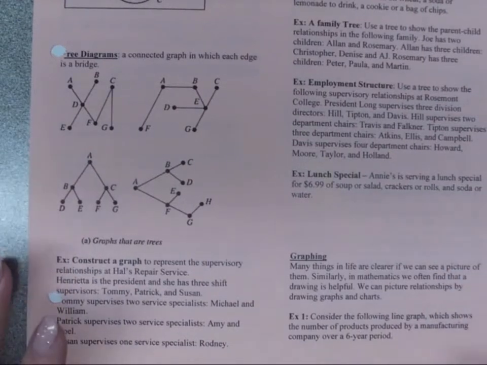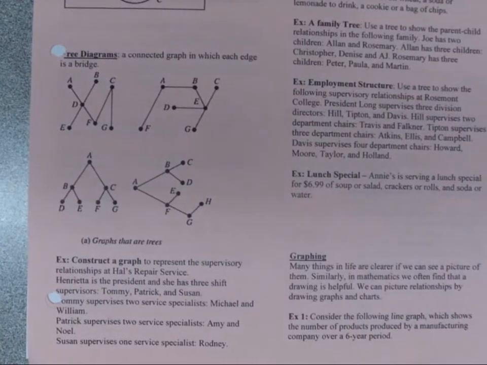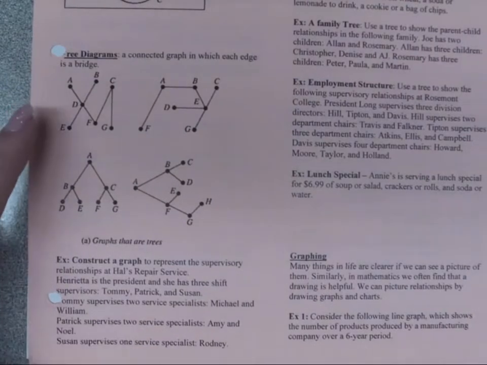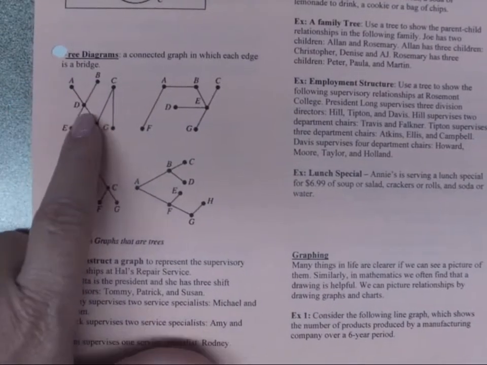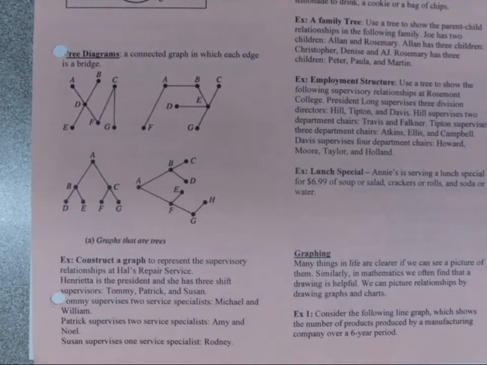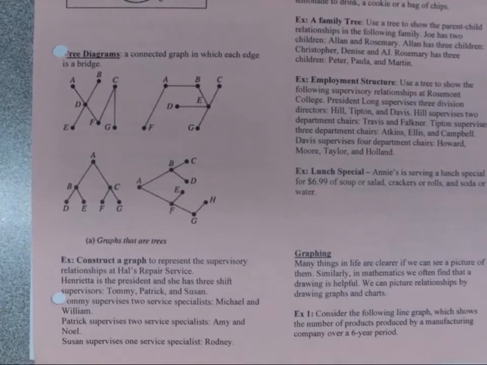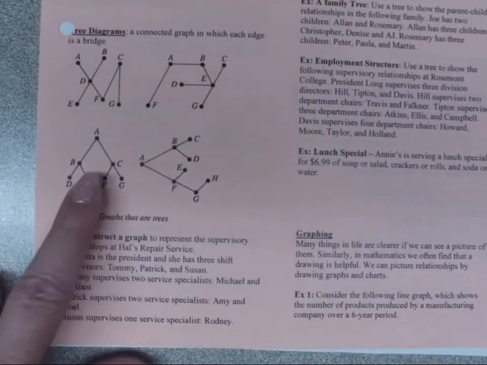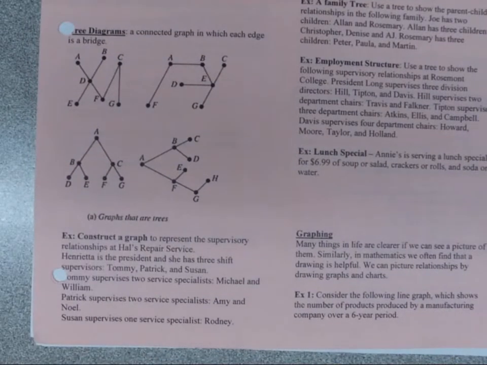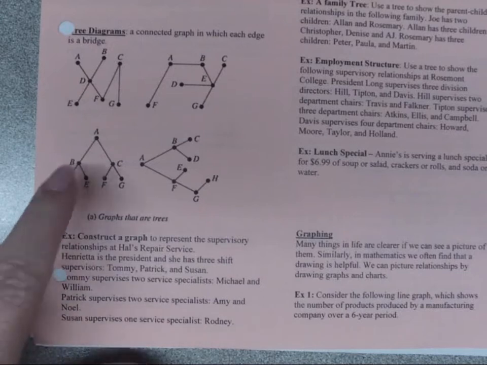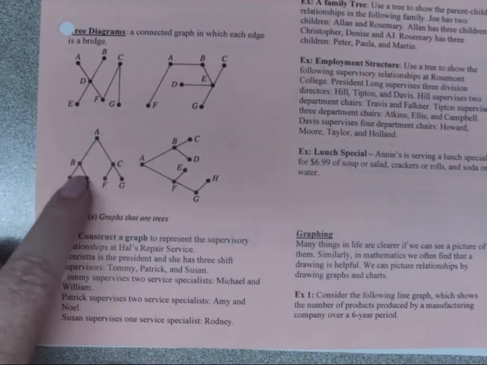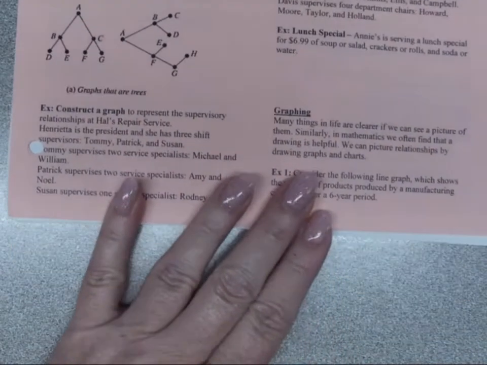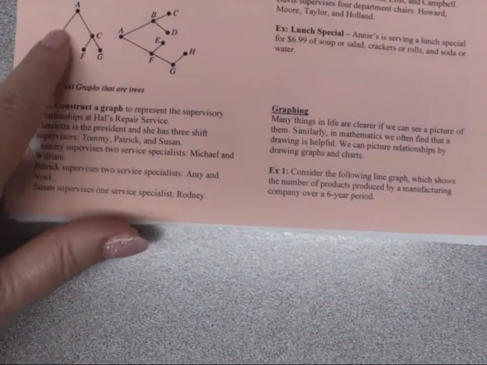Okay, so we're going to talk about tree diagrams. They're a connected graph in which each edge is a bridge, and the parts where they connect are called vertices. What I want you to notice here is that they're all connected. We don't do gaps. When you're seeing the structures, you want to make sure that the gaps are not there, so you can follow it and you don't get lost in the gaps.